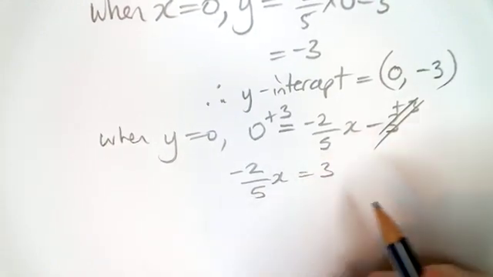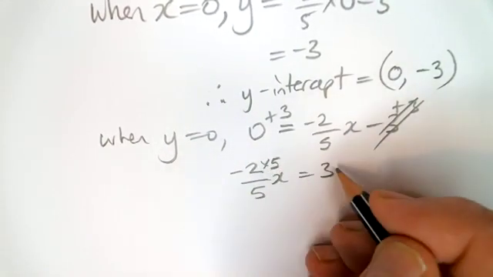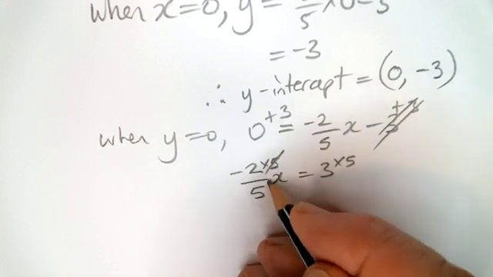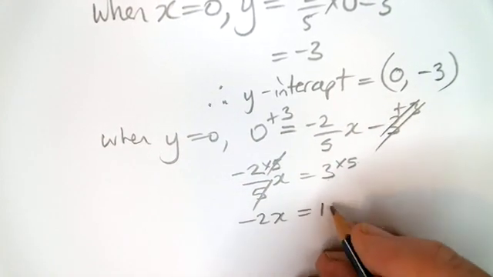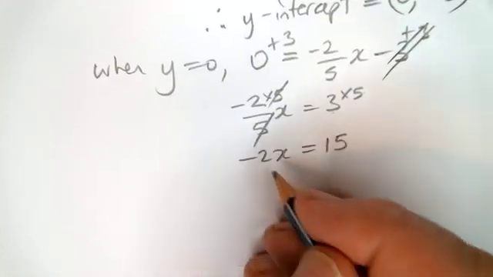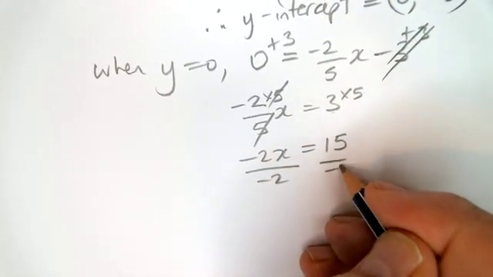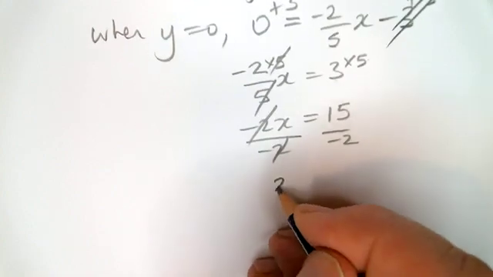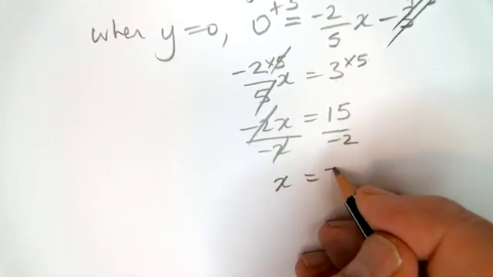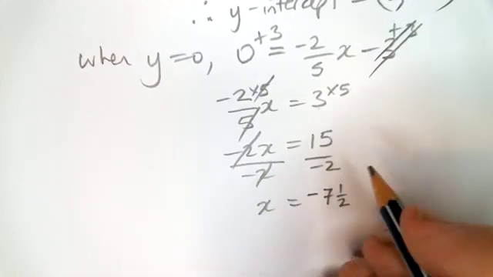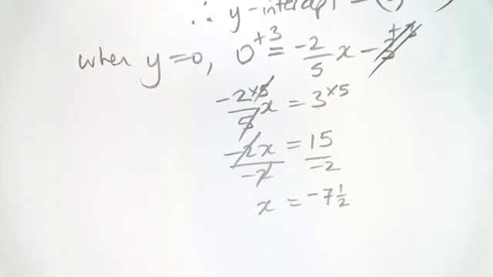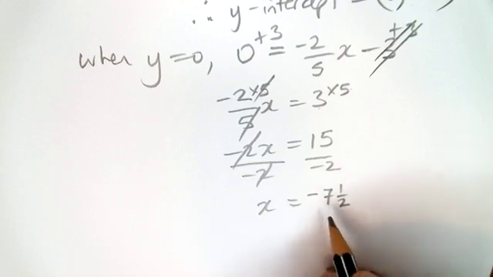I'm going to multiply both sides by 5, and of course those 5s now disappear. I've got -2x is equal to 3 5s is 15. I'm going to divide both sides by -2. And x will equal half of 15, so -7.5. Or you could leave it -15 on 2 if you like, although -7.5 for me just means a whole lot more.